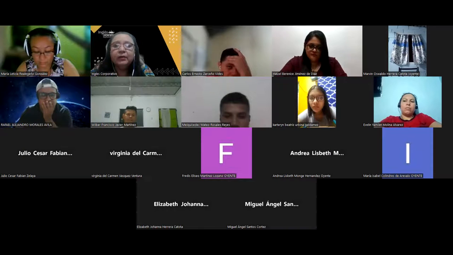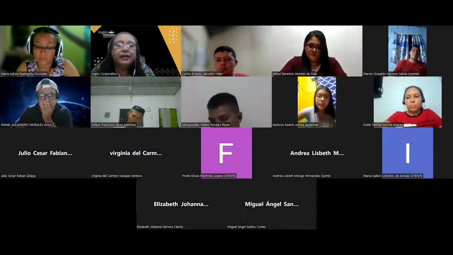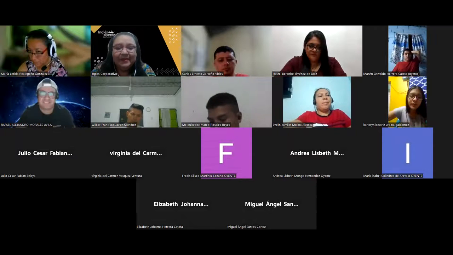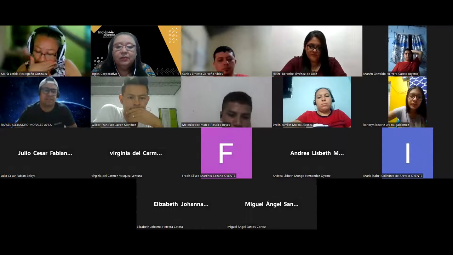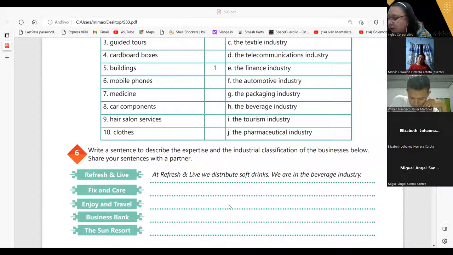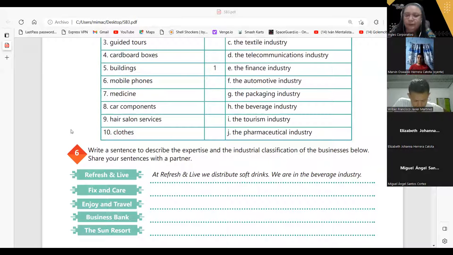Now, in the next team, we're going to listen to Elizabeth, Johanna, Mateo Rosales, Rafael Morales, and Wilber Francisco. Who is going to share with the class? Elizabeth. Number two, at a big car, we repair the cars. We are the automotive industry. Number three, at enjoy and travel, we plan trips, we are the tourism industry.